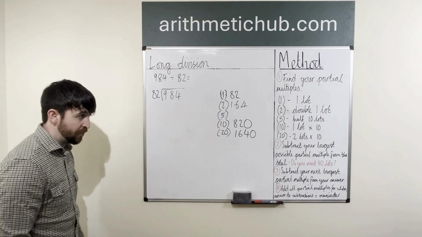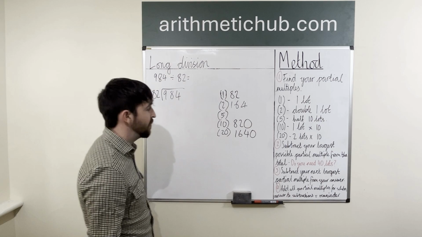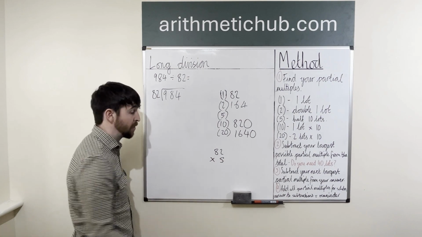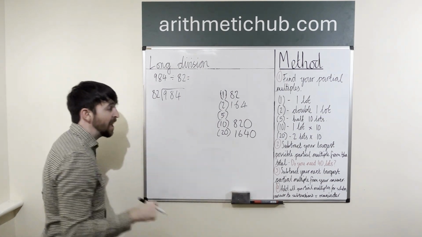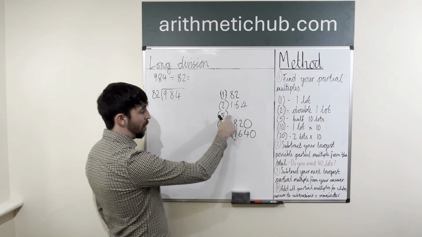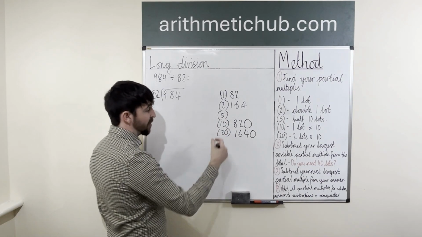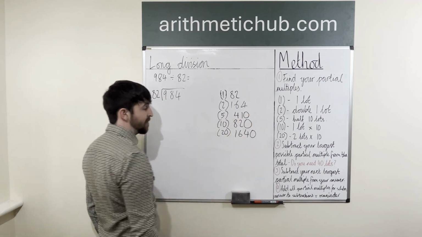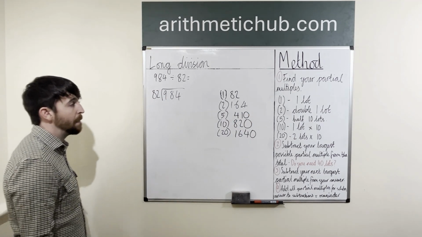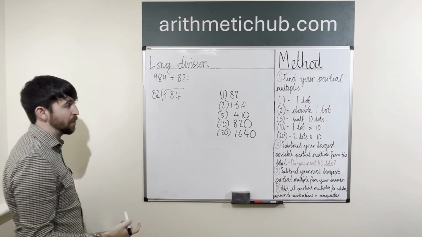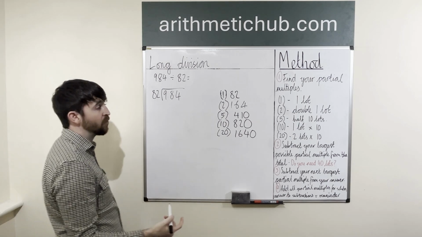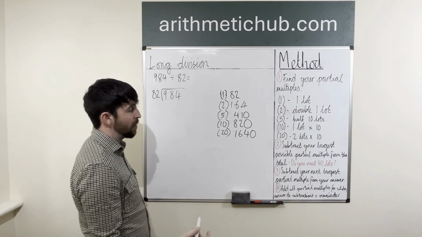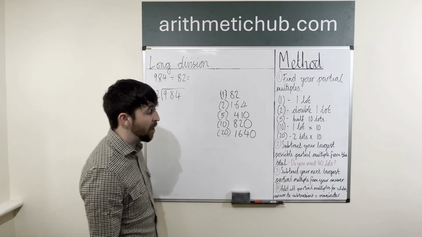Now I'm going to find 5 lots. To find 5 lots, all I do is half 10 lots. I could do 82 times 5 and set it up into a column multiplication method, but actually, an easier way is to just half 10 lots. Half of 800 is 400. Half of 20 is 10. 400 add 10 is 410. Okay? So now I've got my partial multiples. 1 lot is 82, 2 lots are 164, 5 lots are 410, 10 lots are 820, and 20 lots are 1,640. I've done the first part of my method.